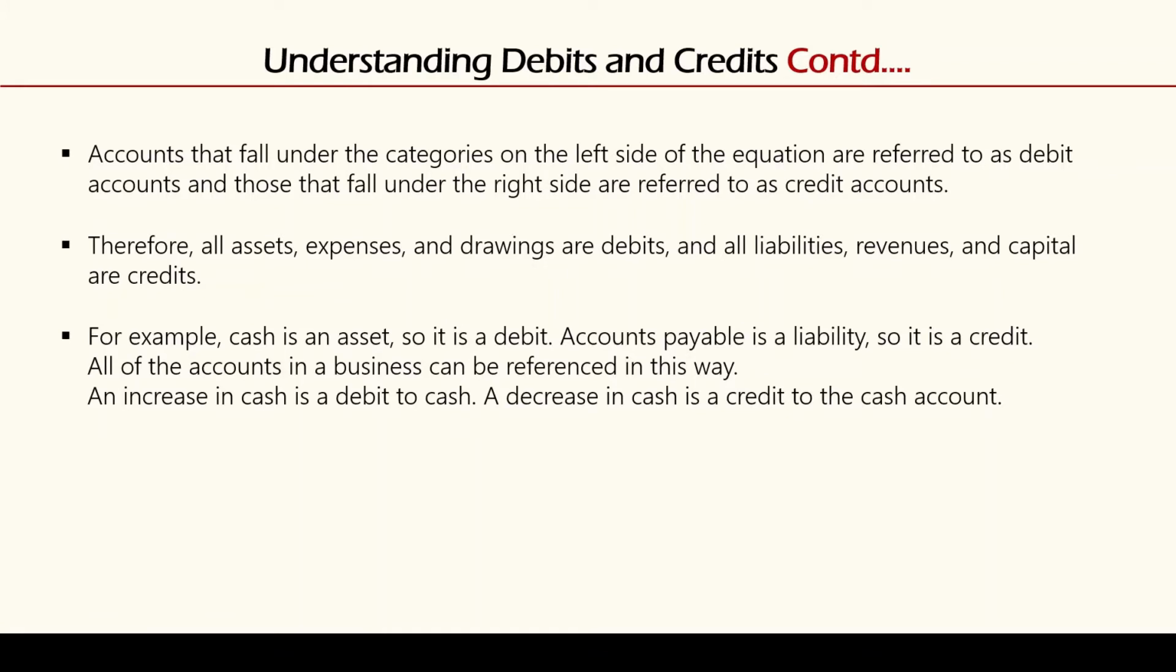For example, cash is an asset, so it is a debit. Accounts payable is a liability, so it is a credit. All of the accounts in a business can be referenced in this way. An increase in cash is a debit to cash. A decrease in cash is a credit to the cash account.